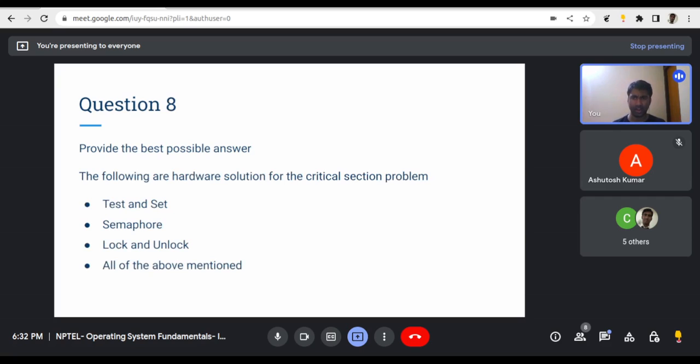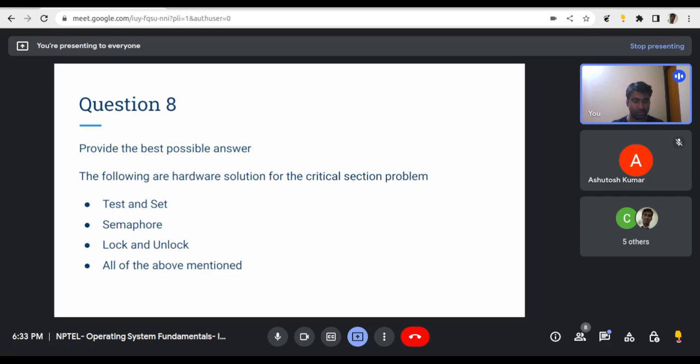The following are hardware solutions for the critical section problem. Till now we have been looking at some of the software solutions, that is Peterson solution and semaphore. Now what are the hardware solutions? Test and set, semaphore, lock and unlock, or all of the above mentioned? Would anyone like to contribute which among the following are hardware solutions? There can be multiple answers also.